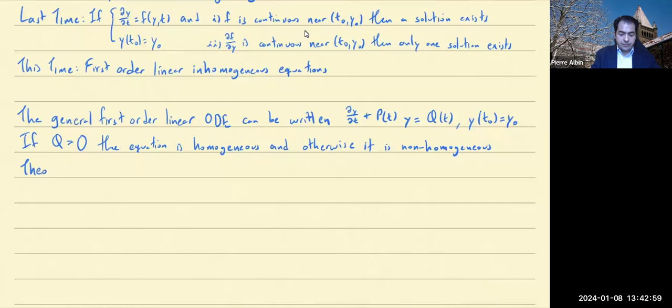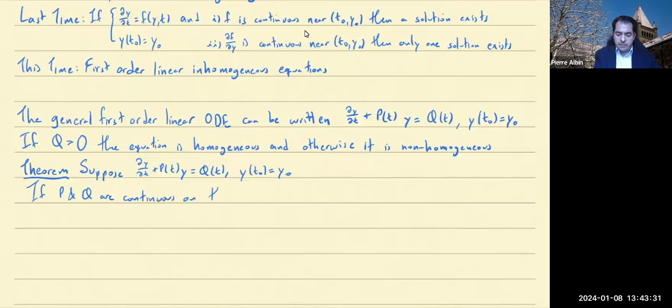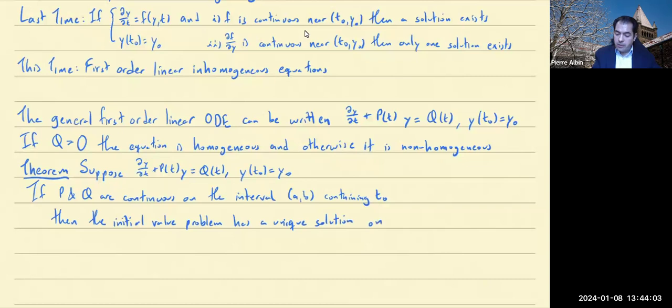So suppose we have this first order linear equation, if P and Q are continuous on the interval AB containing the point T naught, then the initial value problem has a unique solution on this interval AB.